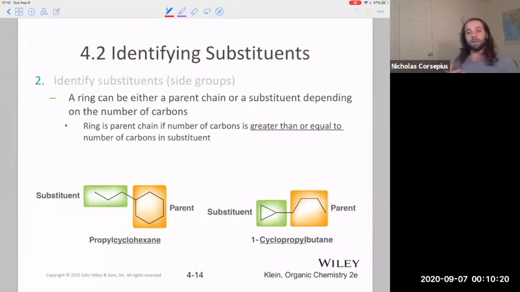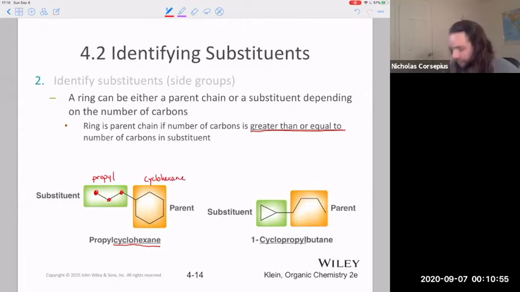When we're talking about compounds that have rings involved, the ring could either be the parent or the substituent. It depends on how many carbons there are. The ring is going to be the parent chain if the number of carbons is greater than or equal to the number of carbons in the substituent. So in this case, the parent chain is the cyclohexane because it has 6 carbons and the other group only has 1, 2, 3, making this a propyl group, and then a cyclohexane parent.